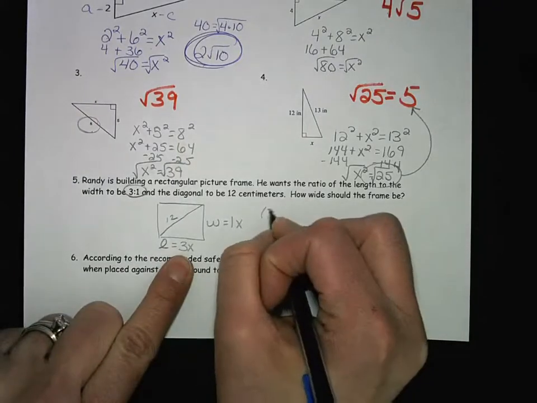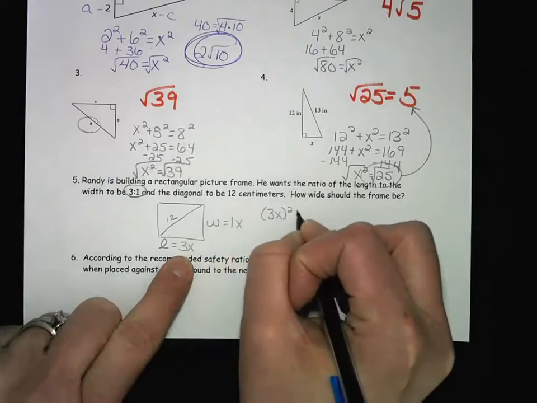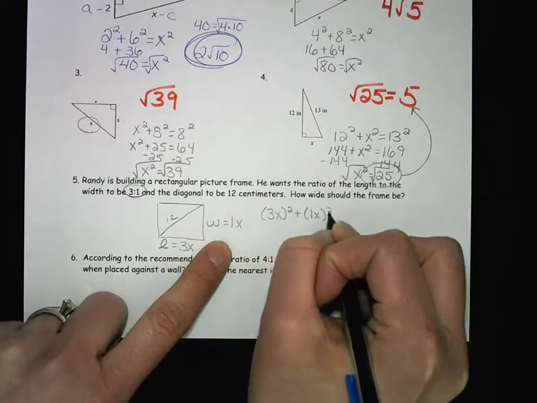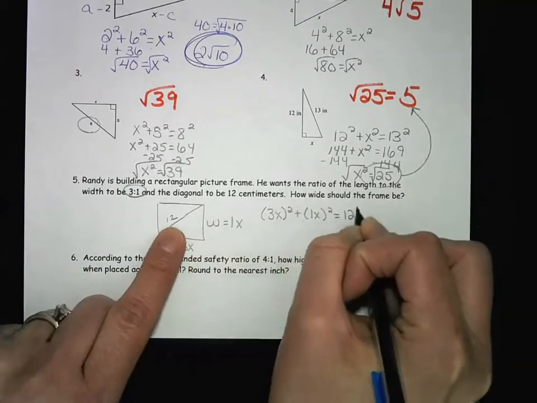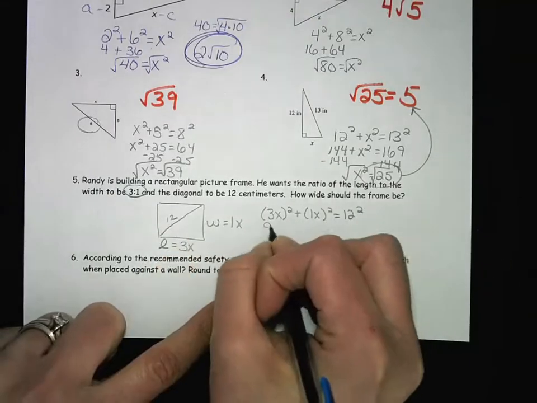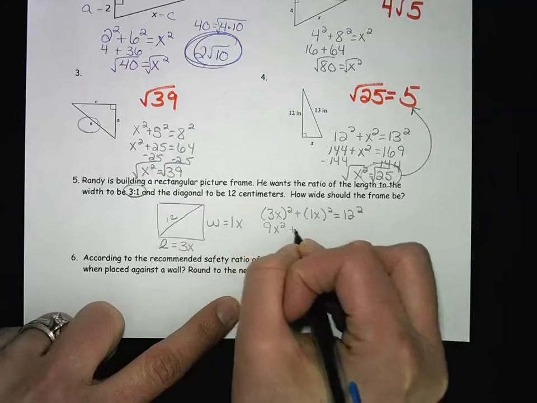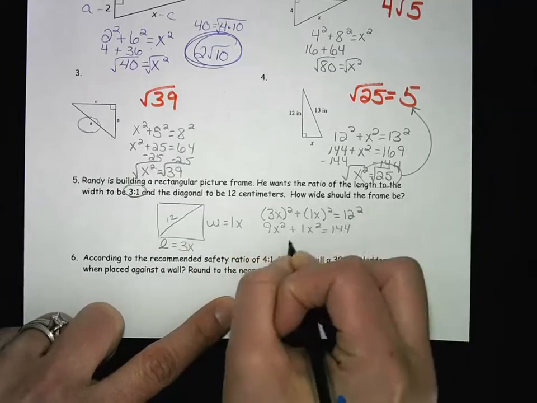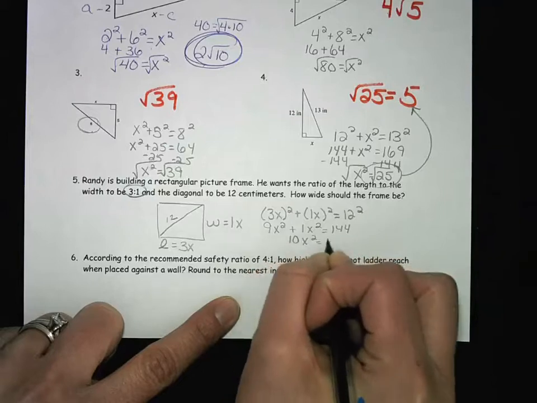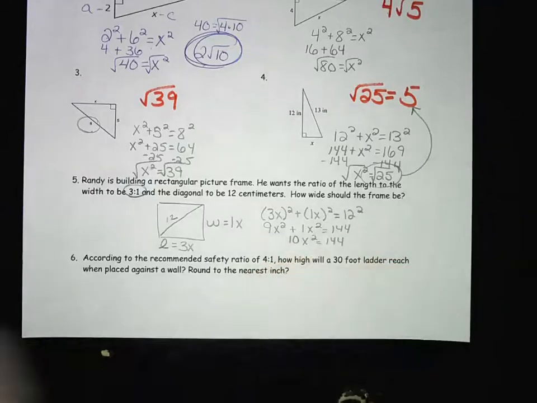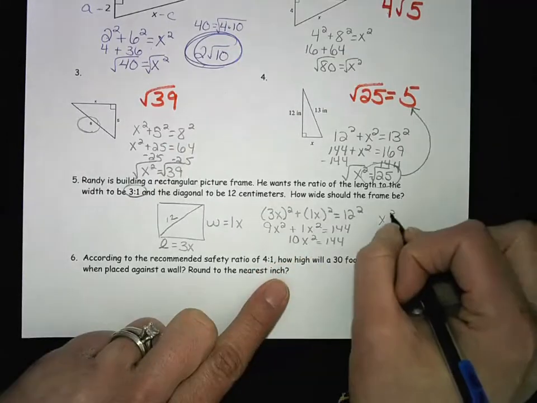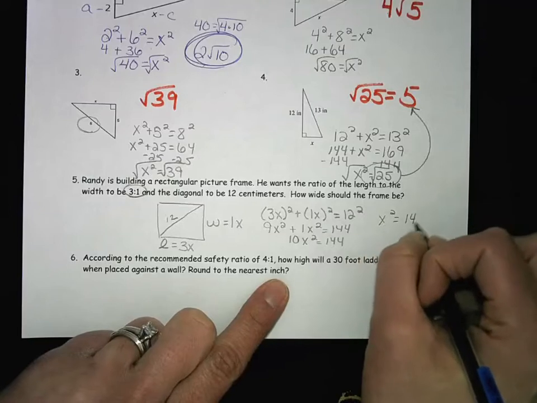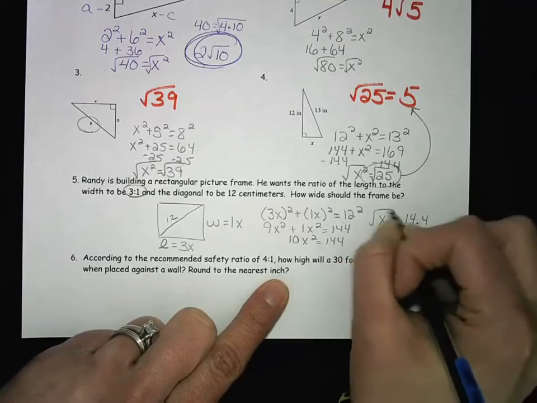So we're going to go a squared plus b squared is equal to c squared. So this is 9x squared plus 1x squared is equal to 144. That's going to be 10x squared is equal to 144. So if we divide that off, that's x squared is equal to 14.4, and then take the square root.